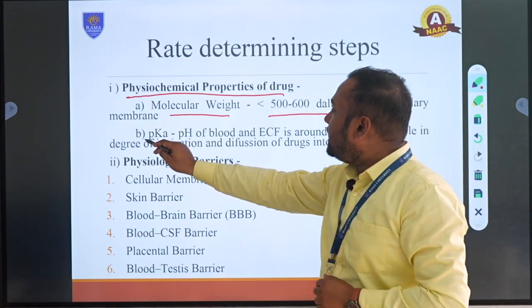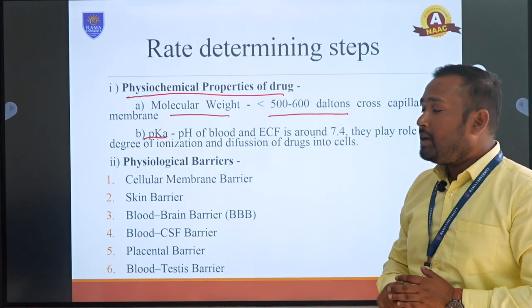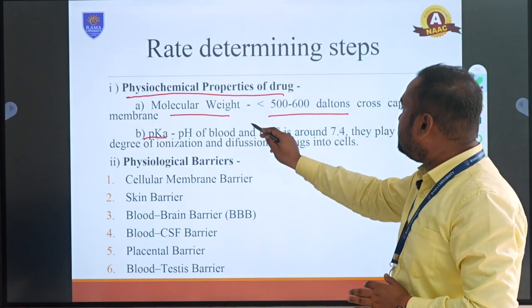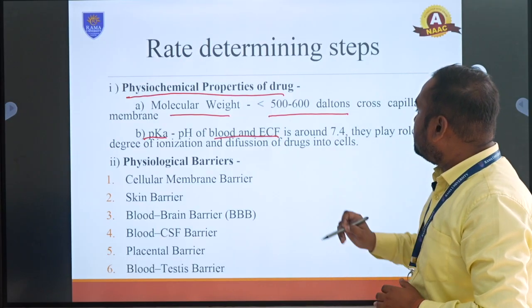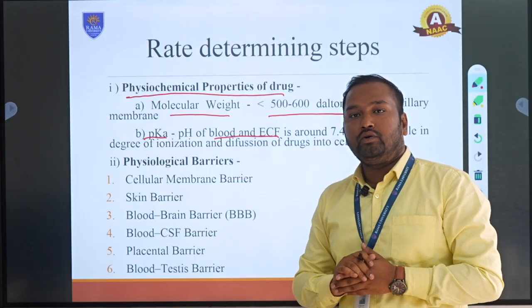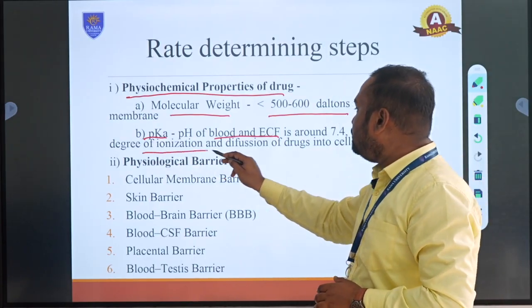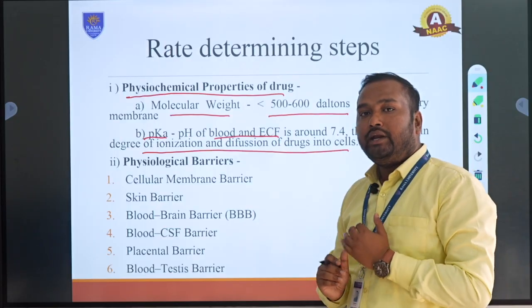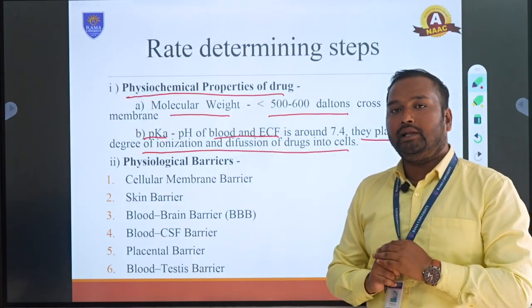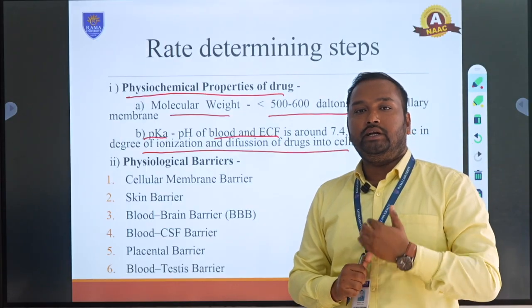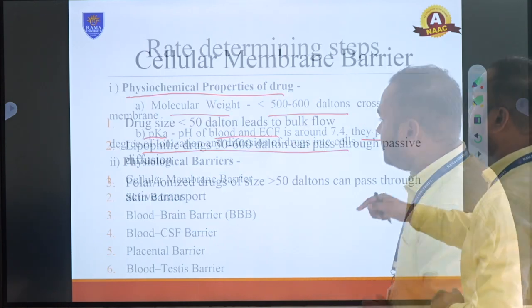Then we have partition coefficient and pKa. The pH of blood and extracellular fluid is around 7.4, which is almost neutral. They play a role in the degree of ionization and diffusion of drugs into cells. Whenever the pH is equal, the drug will easily diffuse into the intracellular space.